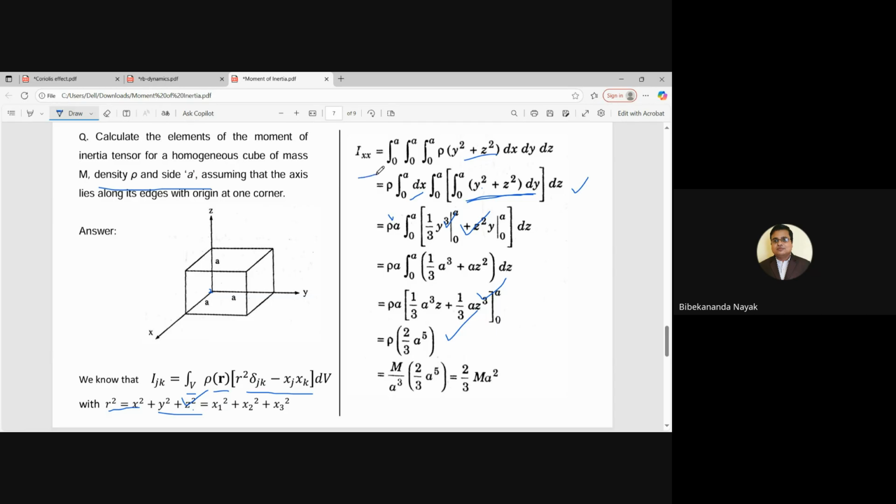So the xx component is rho times that. In place of rho, you can also use mass per volume, m by a cube, the volume of a cube. We get 2 by 3 m a square.